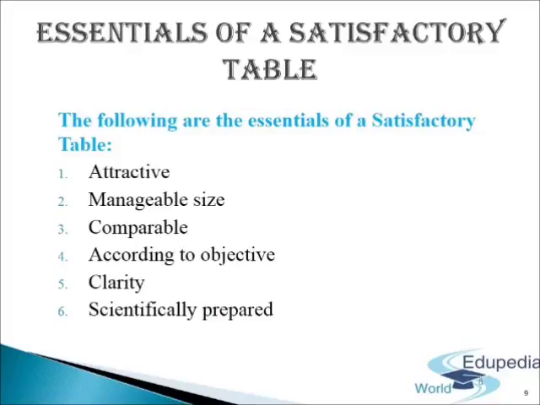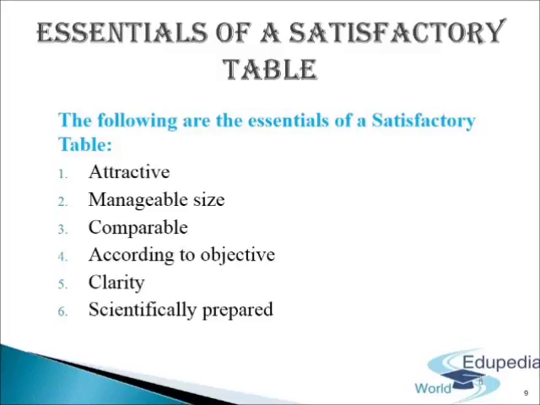Third point, comparable. The facts should be arranged in a table so as to make comparison between them easy, because comparison is one of the chief objectives of tabulation. Whenever it is necessary, average, percentage, proportion, etc. should be given in the table to facilitate comparison. Fourth point, according to objective. A table should be according to the objective of the statistical investigation.